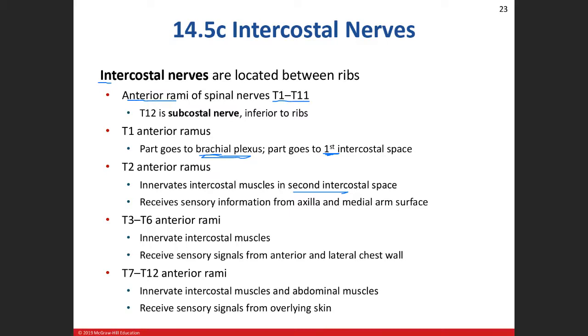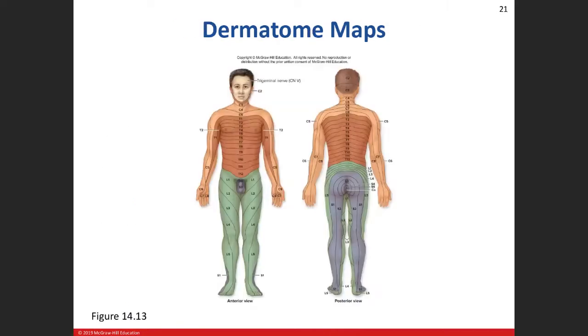T2 will innervate some of the intercostal muscles, and we also get some of the sensory innervation around the armpit and the upper portion of the medial arm, close to the armpit, kind of in between the biceps brachii and the triceps brachii. That will be the medial surface there. T3 through T6 again innervate your intercostals, and we're going to see how they make up the anterior and lateral chest wall. So let's swing right up here to our dermatome map.